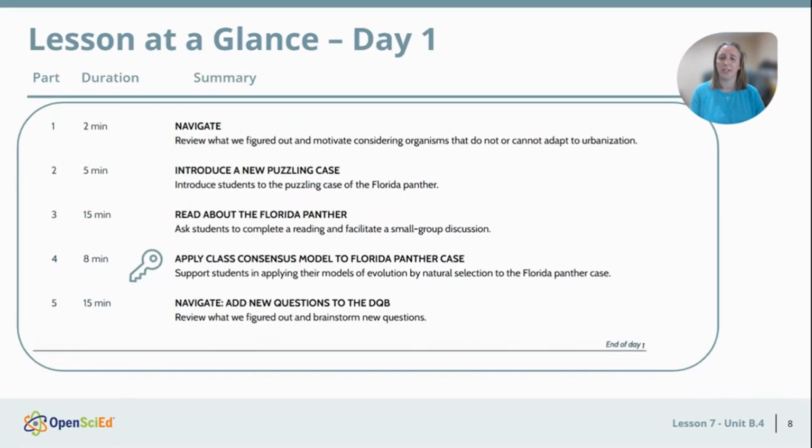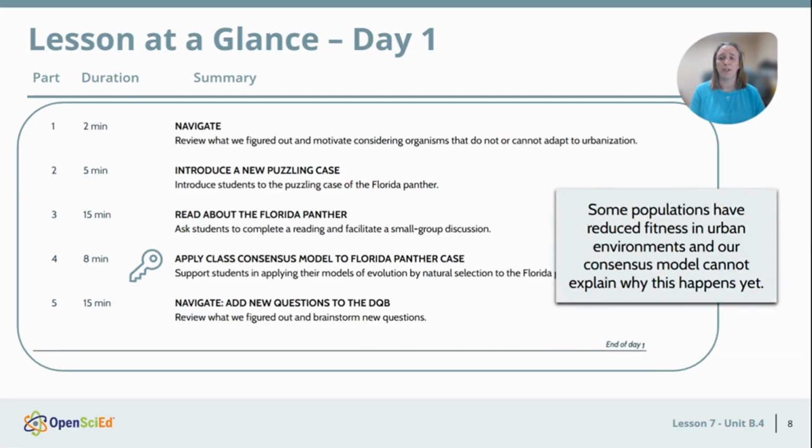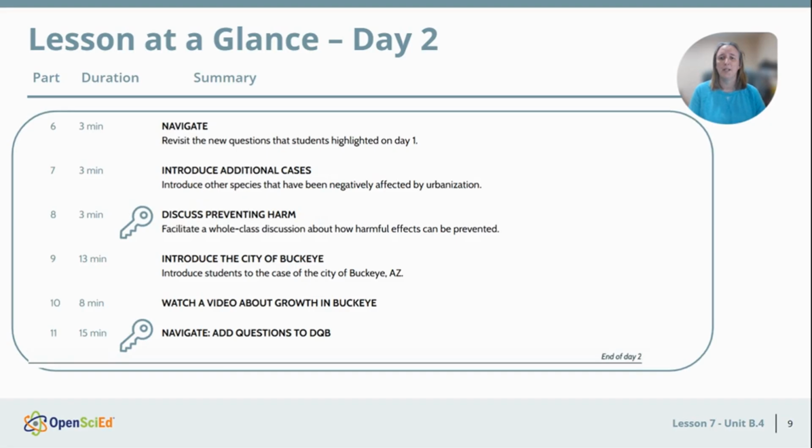The first lesson chunk is explored on day 1. In this lesson chunk, students are introduced to a new case involving the Florida panther. We read about this species and apply our class consensus model of natural selection to this case. Students figure out that our model cannot explain why some populations have reduced fitness in urban environments. The students begin to question what our model is missing and how can we help non-human populations that are affected by urbanization. This leads us to our next making sense loop, when we will learn about a plan in Buckeye, Arizona.